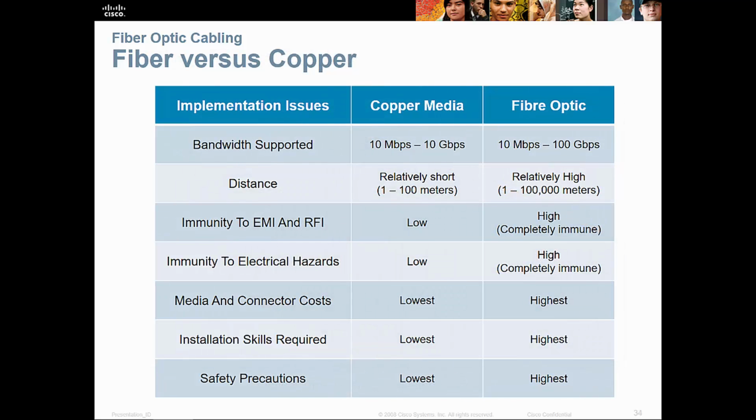Pros and cons for fiber versus copper. Copper is cheaper. Copper takes less skill to install. Fiber is more expensive, but it's more skill based. Copper is affected by EMI and radio frequency. Fiber is not. Copper has electrical hazards because it can shock. Fiber does not. Media connectors: fiber is more expensive, copper is cheaper. Installation: fiber requires more skilled labor. Safety: safety is good for both of them.